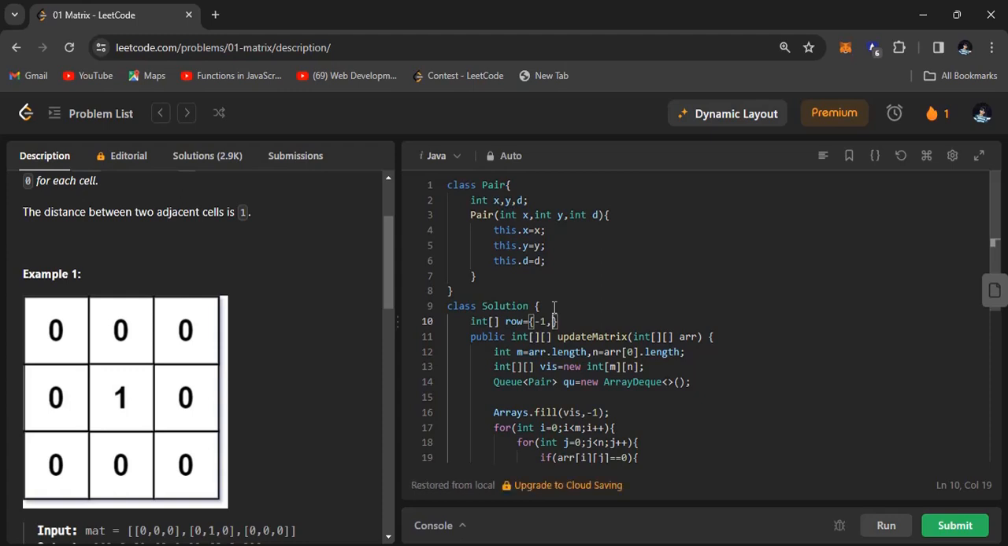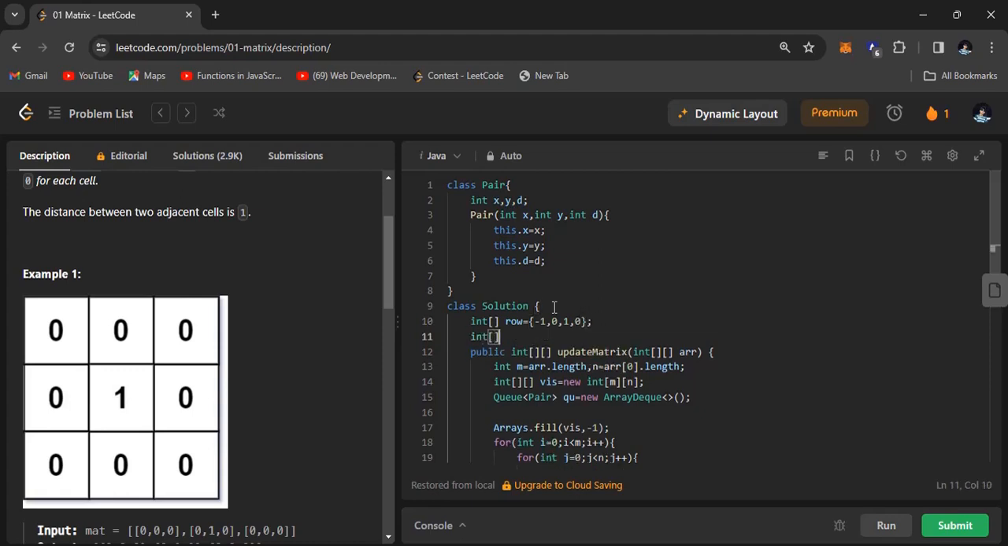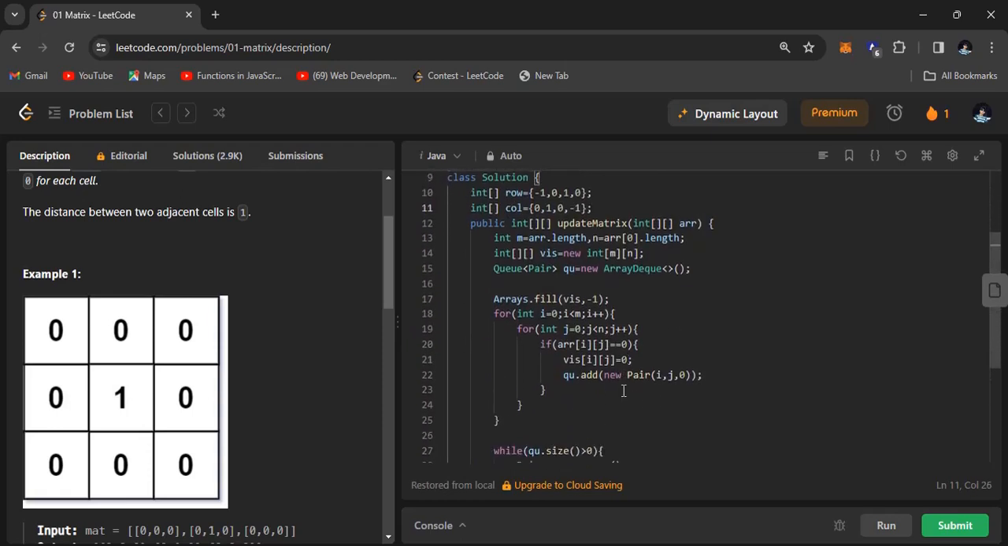If you go in the upward direction, row will be -1. In the right direction, row will be the same. In the below direction, row will be +1, and in the left direction, row will be the same. Okay, and column: in the upward direction column will be the same. In the right direction, column will be +1. In the below direction, column will be the same. But in the left direction, column will be -1.